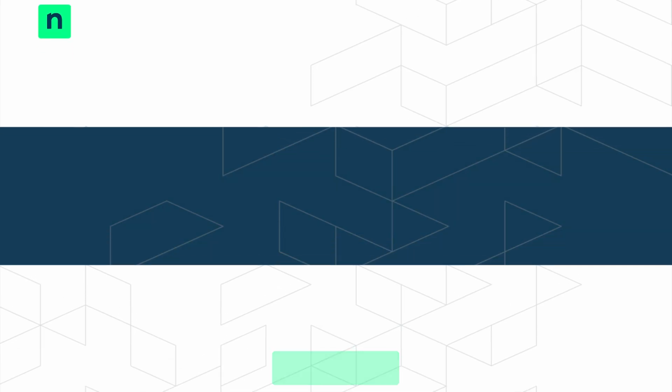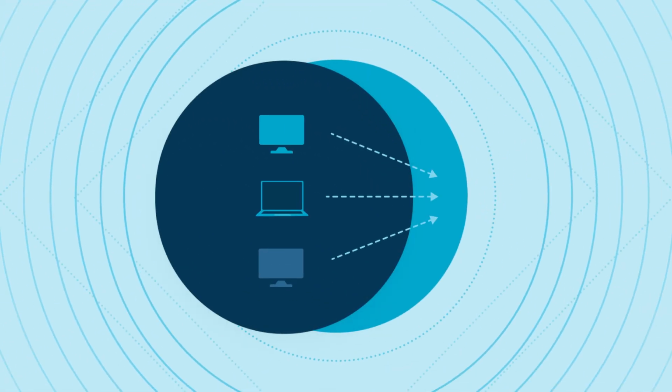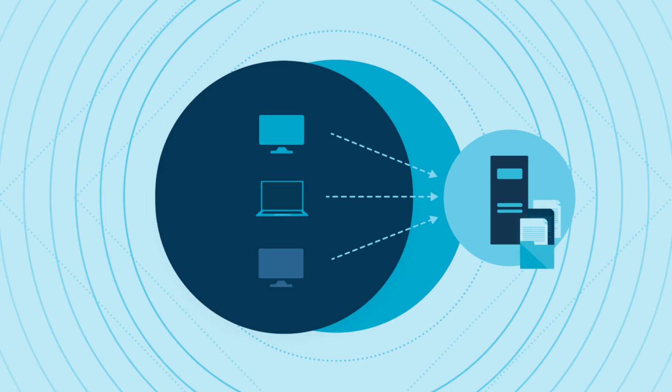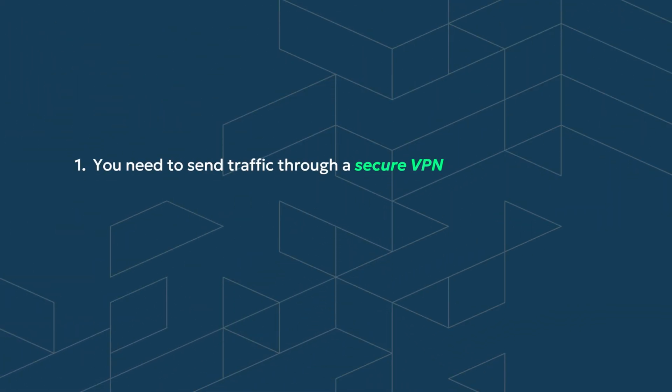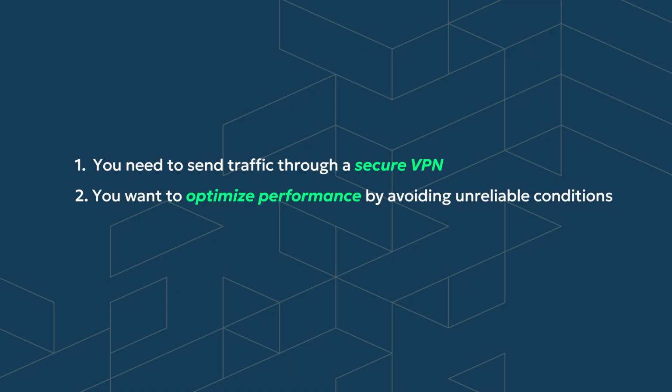Static routes and network traffic. A static route is a manually configured rule that directs network traffic along a fixed path. Static routes stay the same unless modified, whereas dynamic routes adapt to changing conditions. They can be useful when you need to send traffic through a secure VPN, you want to optimize performance by avoiding unreliable conditions, and you require consistent routing for management.